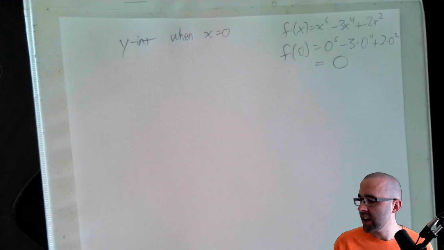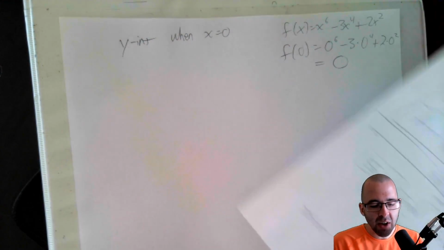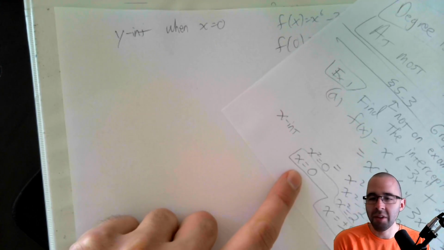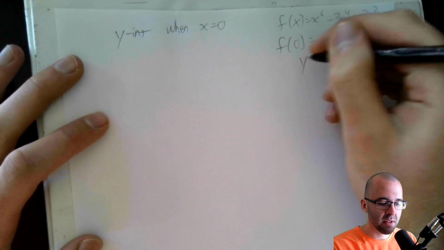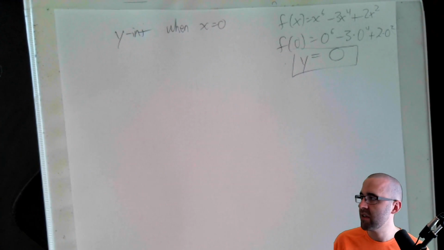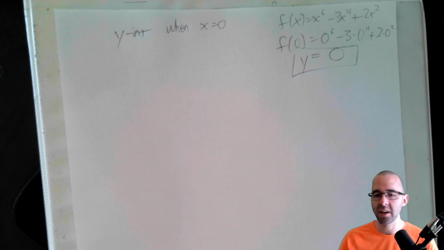Again, what did I say? I said anytime you have one intercept being 0, the other intercept's going to be 0 as well. So y-intercept is 0. We found the x-intercepts, we found the y-intercepts, and we're good to go.